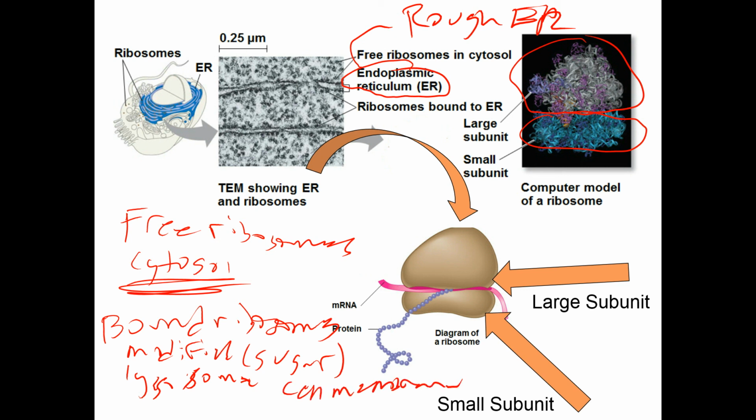Remember that the cell membrane has proteins in it. How do these proteins get there? They're made partially by the ribosomes that are attached to the endoplasmic reticulum. And then you have proteins that are actually secreted outside the cell. These are also made by the bound ribosomes attached to the ER, or the rough ER.